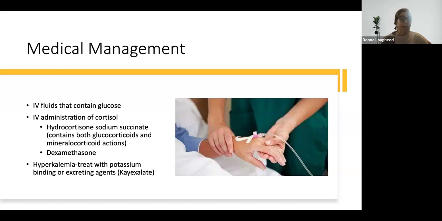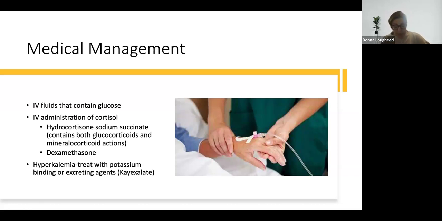So you want to give fluids. They're dehydrated. They're not holding on to their sodium and water, and they're also hypoglycemic. Normal saline's okay, but D5W is better. It has the glucose in it. You also want to give IV glucocorticoids, such as hydrocortisone sodium succinate. That's a good one. It contains both the glucocorticoids and the mineralocorticoids. That's the advantage. And then dexamethasone, which is a corticosteroid, would be another. It's IV administration, usually a push.